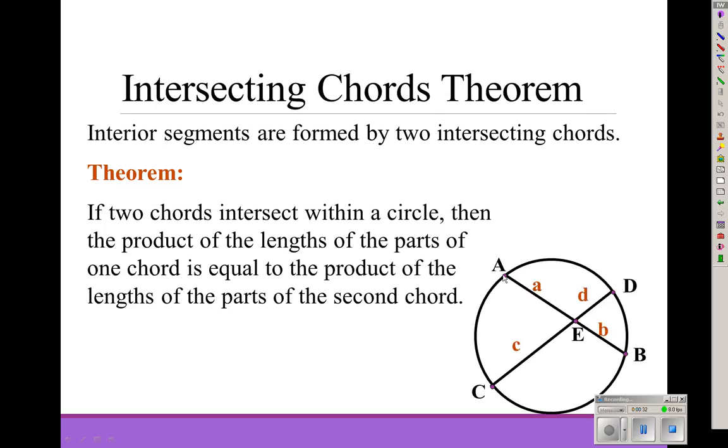What that means is if you take the chords and divide them, divide segment AB into lengths A and B, divide segment CD into lengths C and D, then A times B equals C times D. Multiply the parts, and they equal each other.